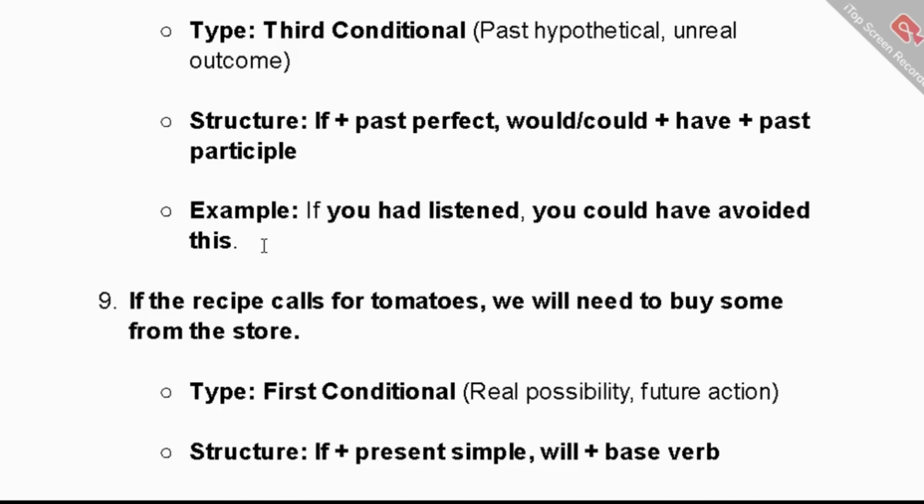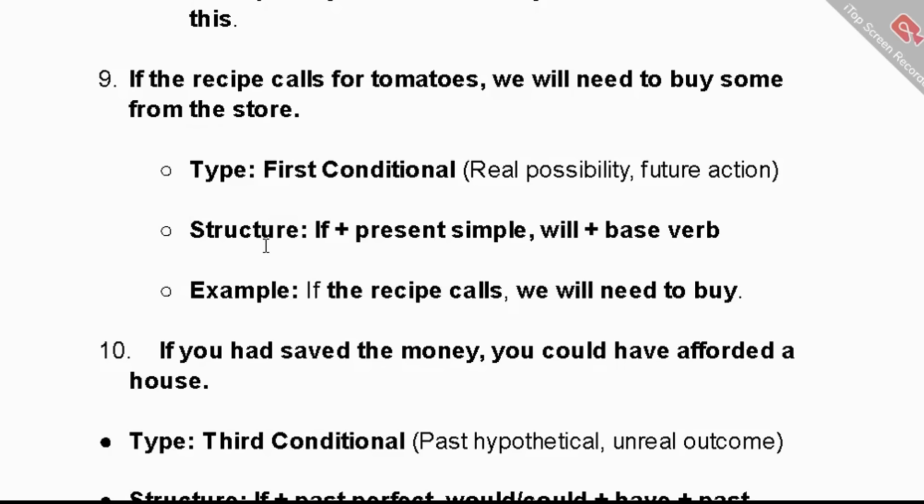Now the next one, the ninth one. If the recipe calls for tomatoes, we will need to buy some from the store. Now this is first conditional because here we have if plus present simple, and present. Again here we have will plus need, which is V1, the base form of the verb. This buy is not V1, because together it works as an infinitive, to buy.